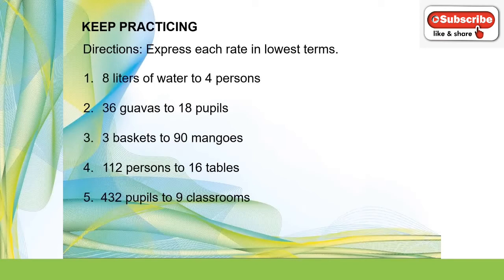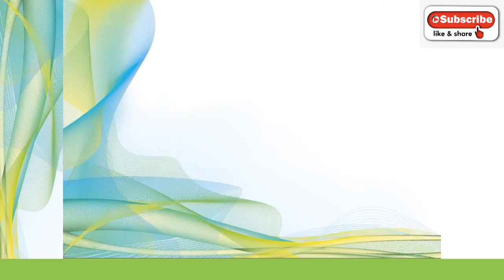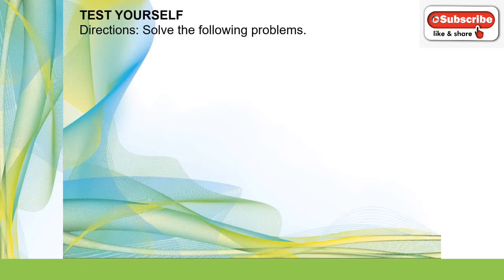Number 1, 8 liters of water to 4 persons. Number 2, 36 guavas to 18 pupils. 3, 90 mangoes to 3 baskets. 4, 112 persons to 16 tables. And number 5, 432 pupils to 9 classrooms. The third activity is test yourself. Directions. Solve the following problems.